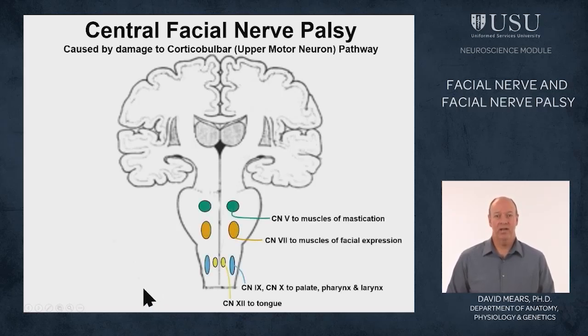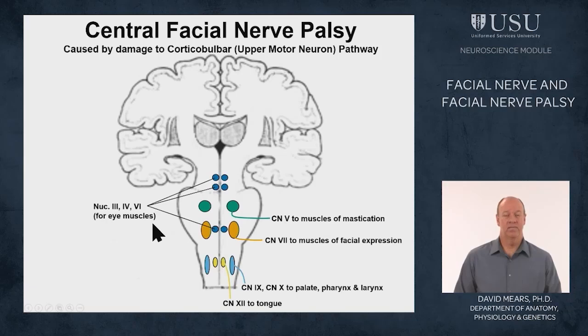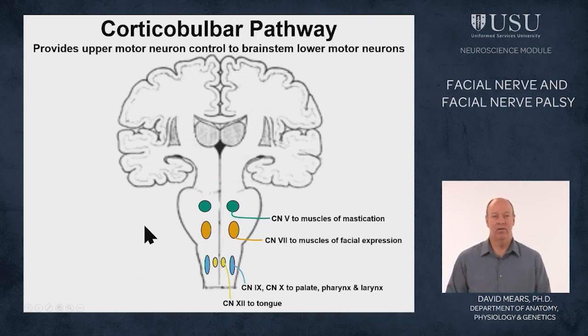So in the case of the cranial nerves, the lower motor neurons are located in the brainstem. And you already saw the nucleus ambiguus and the hypoglossal nucleus in the medulla with the lower motor neurons for cranial nerves 9 and 10 and cranial nerve 12. And in a short time, you'll see the nuclei in the pons that contain the lower motor neurons for cranial nerves 5 and 7. There's also nuclei that contain lower motor neurons for moving the eyes, but it turns out that the corticobulbar pathway does not control eye movement. So we're not going to talk about those nuclei anymore in this lecture.